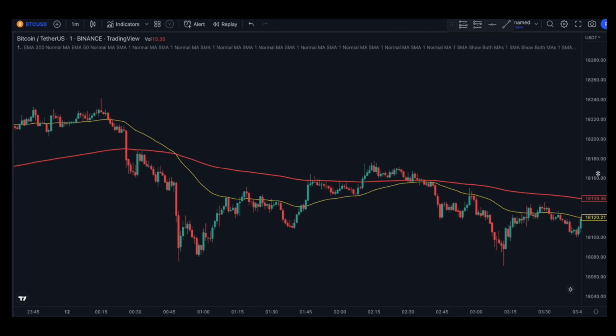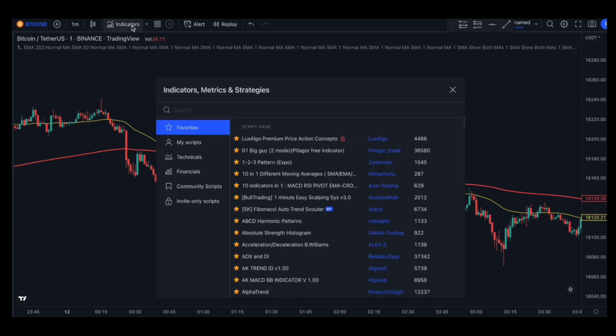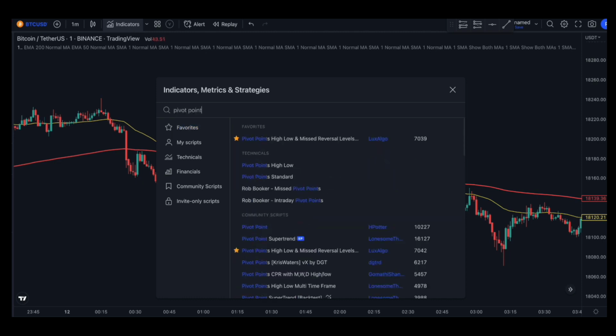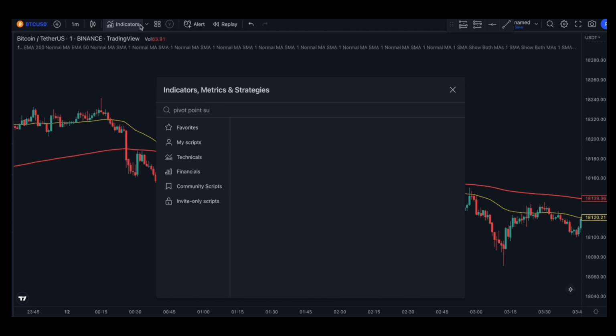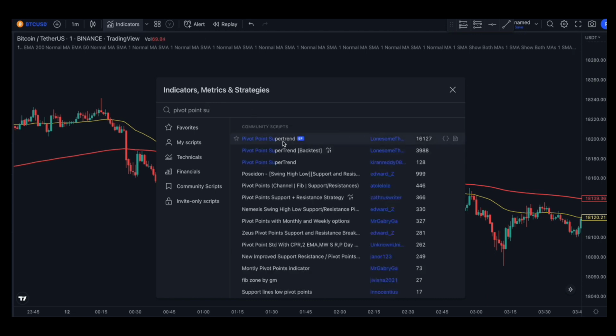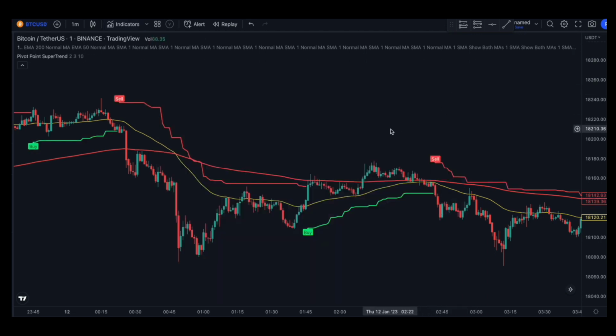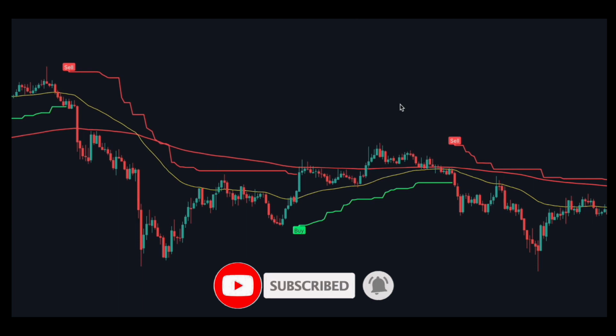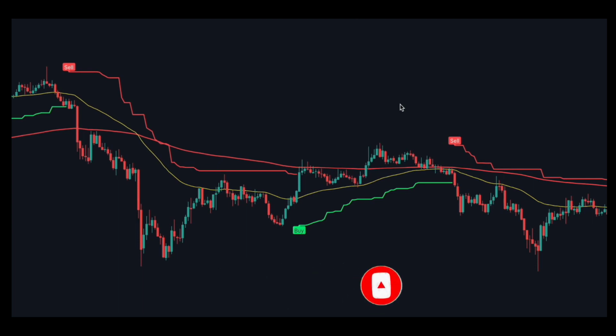Okay, since we have learned how to identify trends in the market, let's apply the next indicator to the chart. Click on the Indicators menu and in the Search tab type Pivot Point Supertrend. The one that you're looking for is this one created by LonesomeTheBlue. Keep the settings of this tool on default. We will use the Pivot Point Supertrend as the first confirmation indicator in our strategy. Based on these buy and sell signals we will place orders if the rest of the conditions are met.